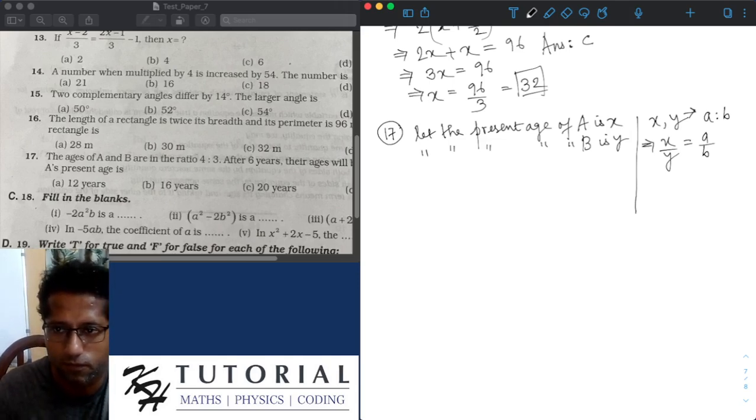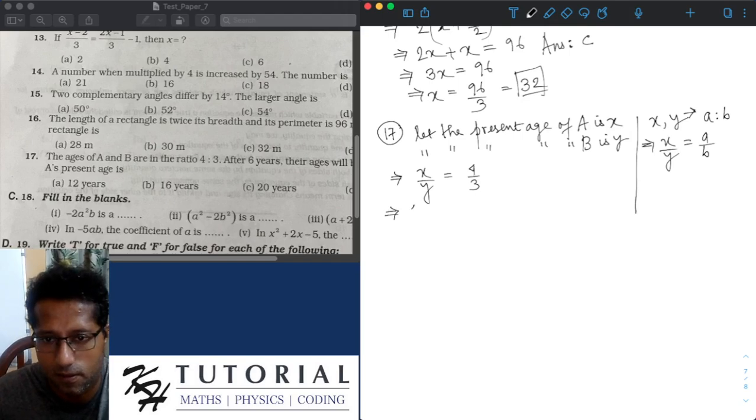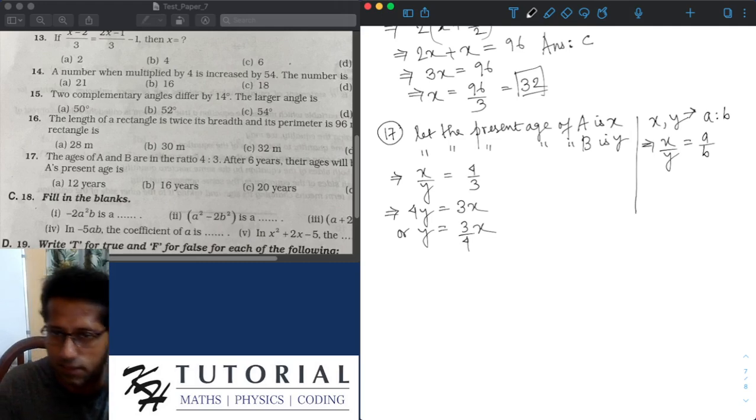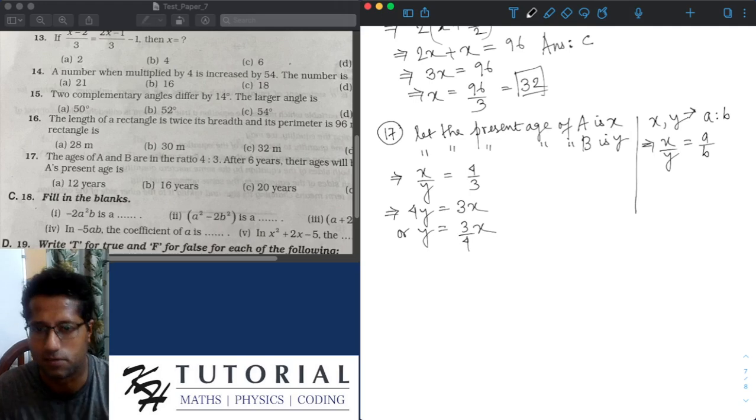We have assumed the present age of A is x and the present age of B is y, and it is given that the present ages are in the ratio 4:3. So x by y equals 4/3. Doing cross product, 4y equals 3x, or y equals 3/4 x. So we assumed the present age of A as x, and from the given ratio we got that the present age of B is 3/4 x.